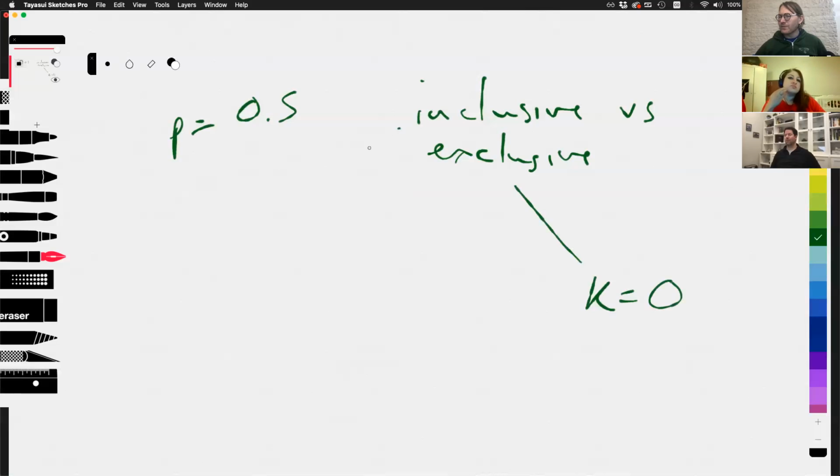Whereas inclusive, if you think about it, if we're talking about up to and including the first success, then we're asking how many failures up to and including the first success. Well, it has a different range of K. And so let's think about this in code.